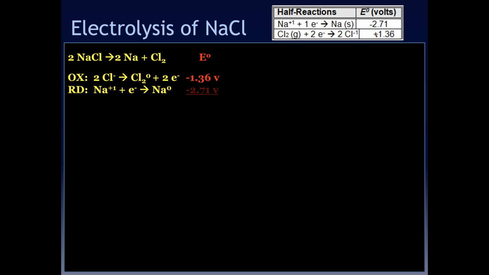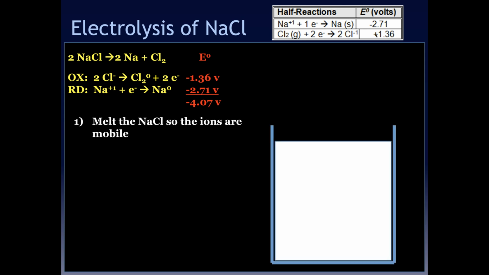So calculating the total voltage tells us that we need to put in more than 4.07 volts worth of direct current electricity to force this reaction to take place. We have to overcome chlorine's desire to hold on to that electron, and we have to overcome sodium's desire to not gain any electrons. So here's how it works.